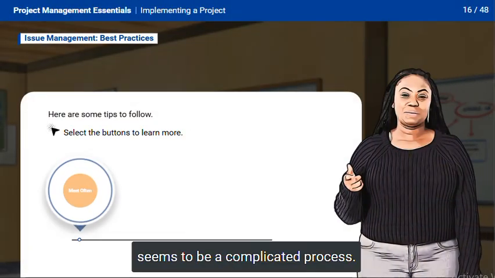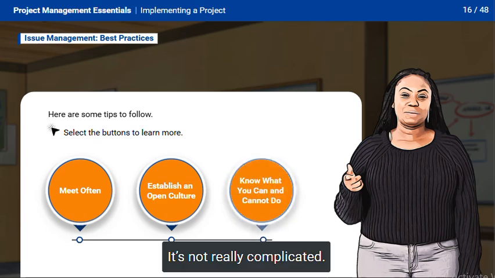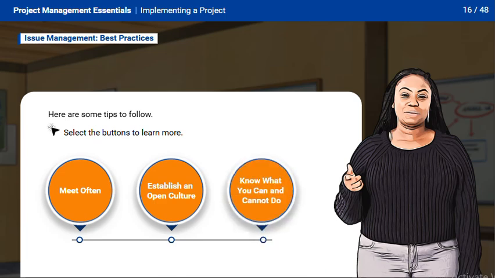Issue management seems to be a complicated process. It's not really complicated. Just follow the given tips and you'll do fine.